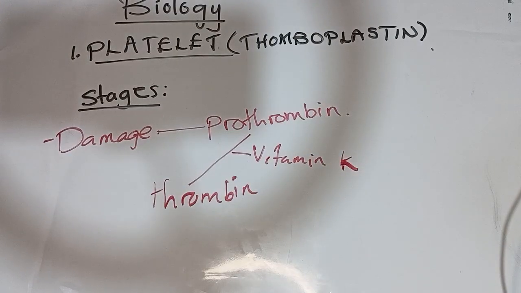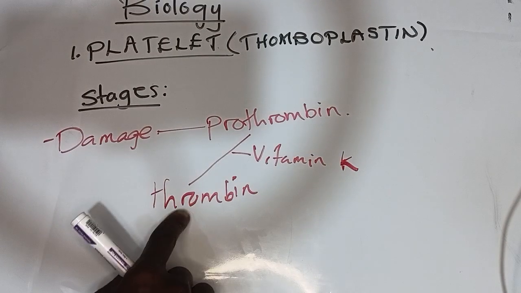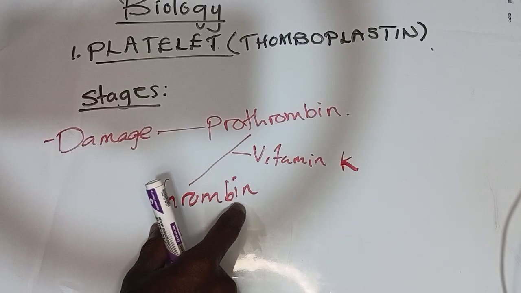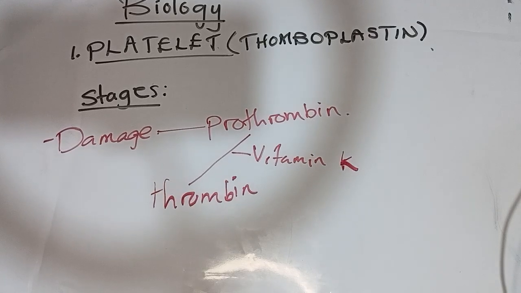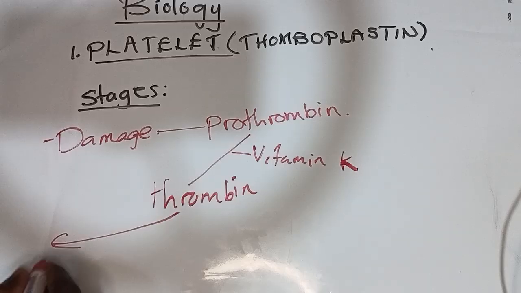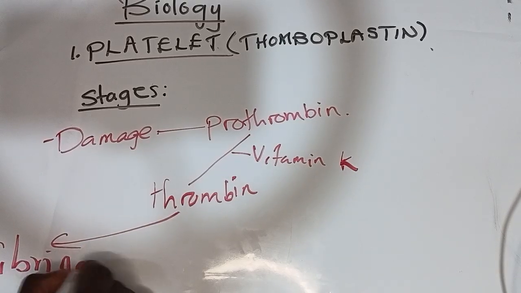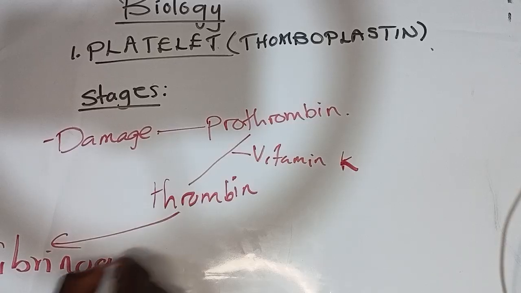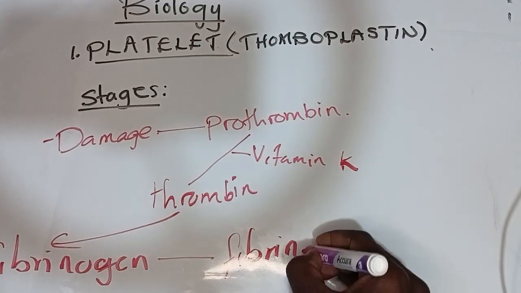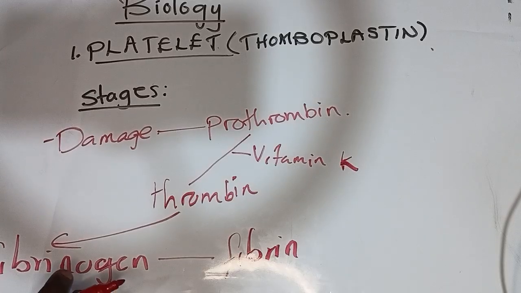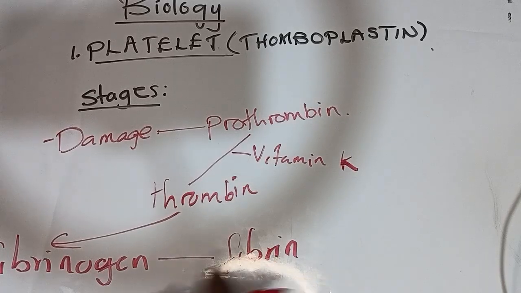Then what is the other stage? This thrombin reacts with another plasma protein called fibrinogen. This fibrinogen changes into an insoluble form called fibrin, in the presence of calcium ion. Okay, so that is it.